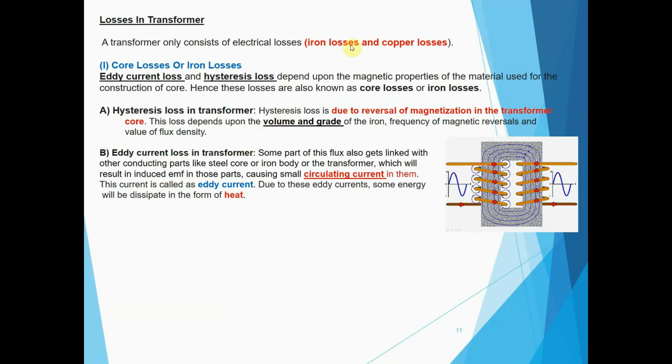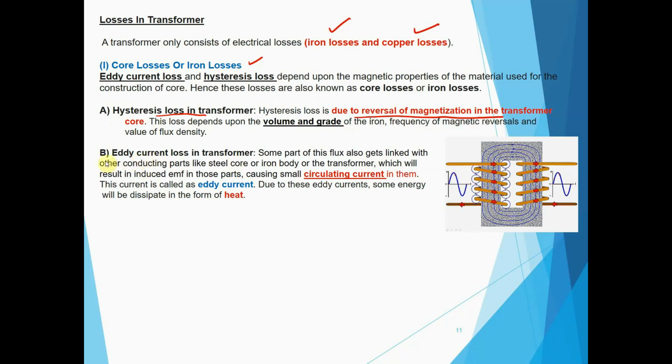In the transformer, there is what you call iron loss, or core losses, and core losses are divided into two. It can be hysteresis loss. What is that hysteresis loss? It is the loss due to a reversal of magnetizing in the transformer. As you can see here, there is a reversal of magnetizing, right? There is a loss because of that.